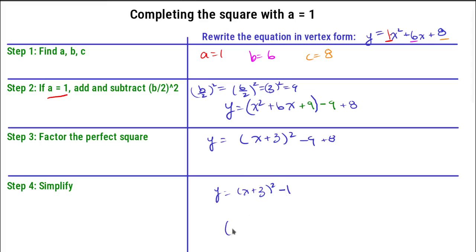The vertex, if you're curious, would end up being, so we take this 3, we flip the sign, minus 3 is our x coordinate, and then minus 1, that's k, that's our y coordinate.